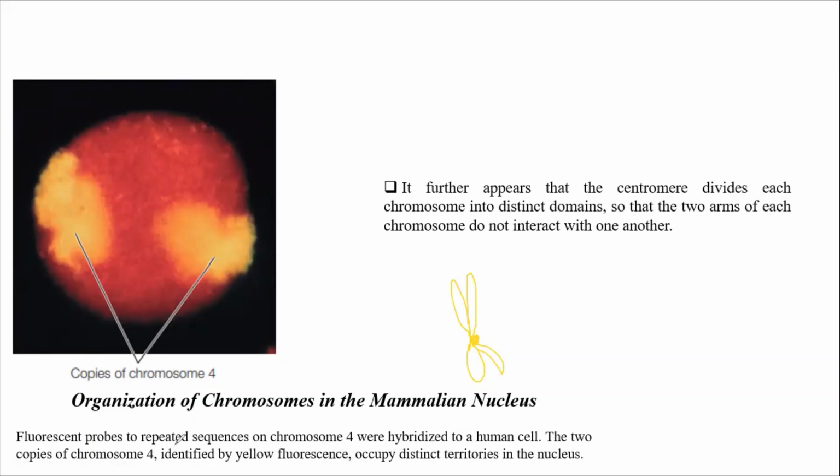Now, fluorescent probes to repeated sequence on chromosome 4 were hybridized to a human cell. The 2 copies of the chromosome 4 identified by yellow fluorescence occupied distinct territories in the nucleus. So what do you understand over here? What they did is they fluorescently labelled the entire chromosome 4, okay? So wherever this fluorescent chromosome 4 was present, it shows the yellow color. So from here we see that there are 2 copies of the chromosome 4. Is this much clear?